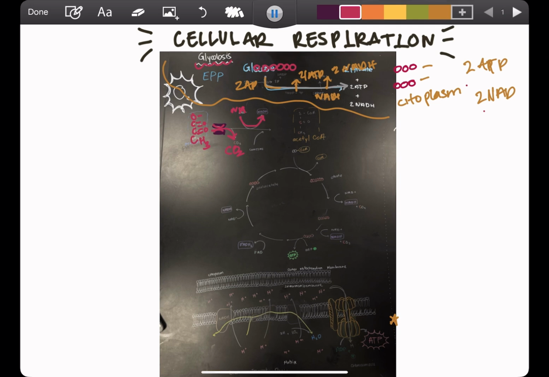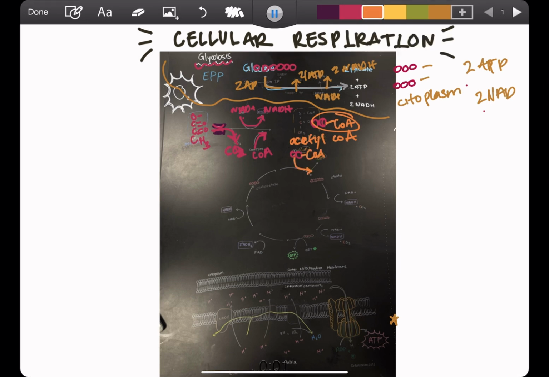But during this process, electrons are also transferred to NAD plus to form NADH, and this NADH will be used later in the electron transport chain. Then a coenzyme goes into the process, and the two remaining carbons combine with this coenzyme and create a molecule called acetyl-CoA. This 2-carbon molecule will then be used in our next step of cellular respiration, which is the Krebs cycle.